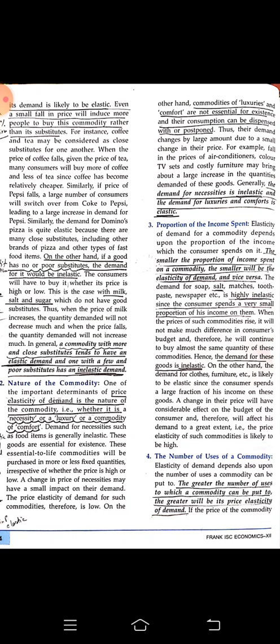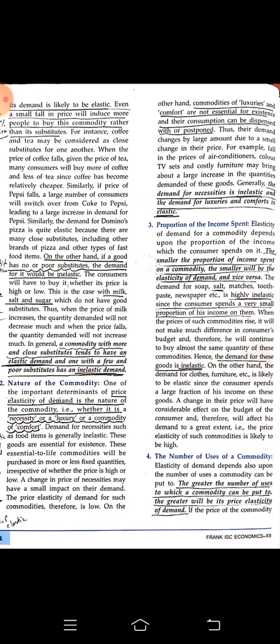Whereas, the demand for comfort and luxurious items changes with its price, because it is not necessary, it is not essential for our survival. So, with the change, people can increase or decrease their demand. So, that is the elasticity nature of a demand. Next is number 3, proportion of the income spent.